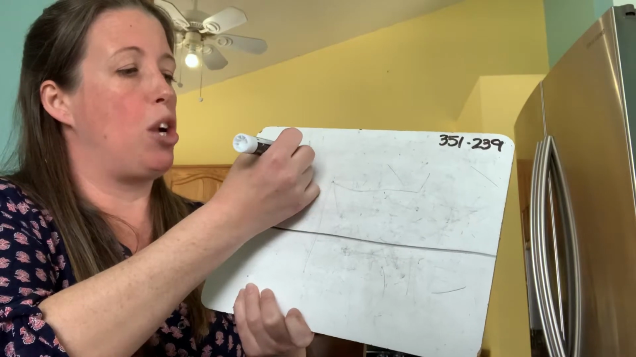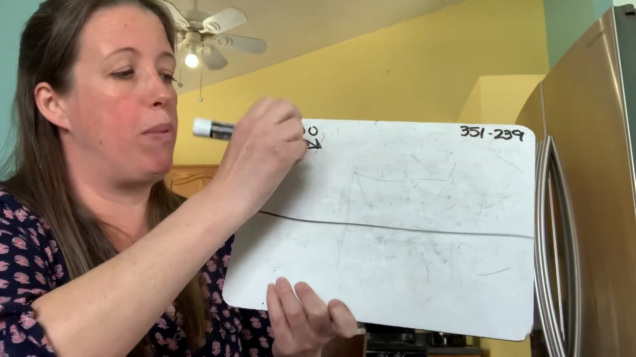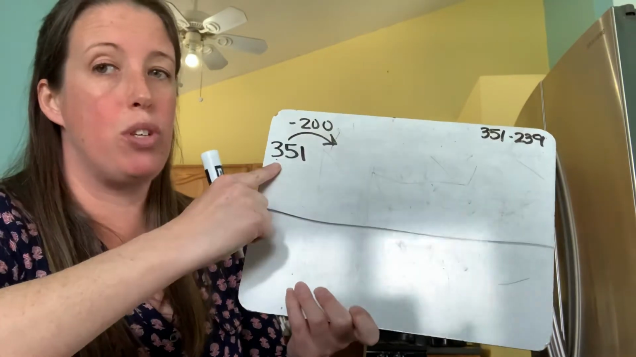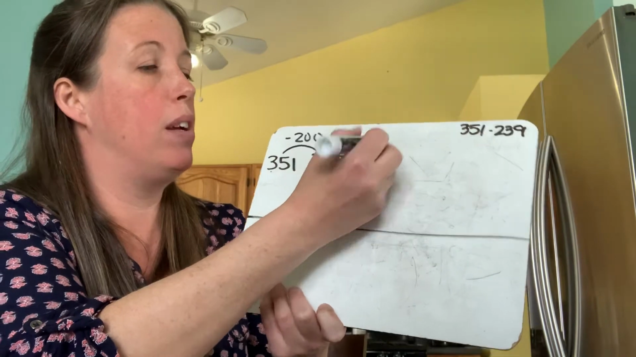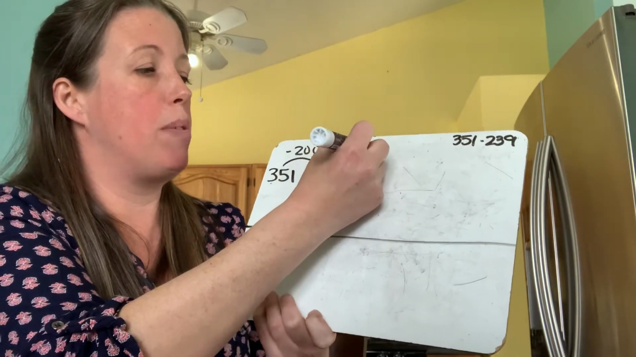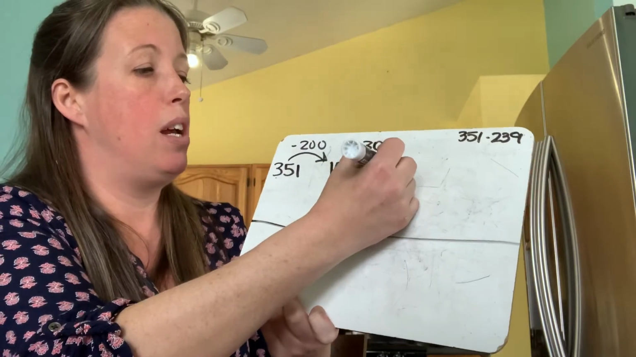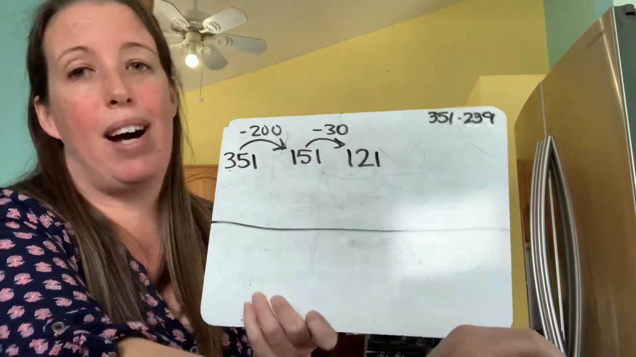So I'm going to do a jump back of 200. 351 minus 200. If I take 2 hundreds away from 351, I'm left with 151. Now I want to take away 30. So I'm going to write minus 30. And that will leave me with 121. And now I need to take away 9.